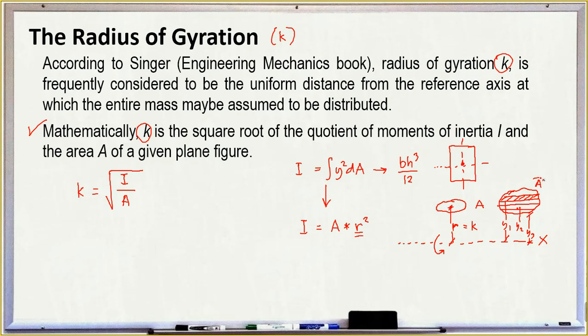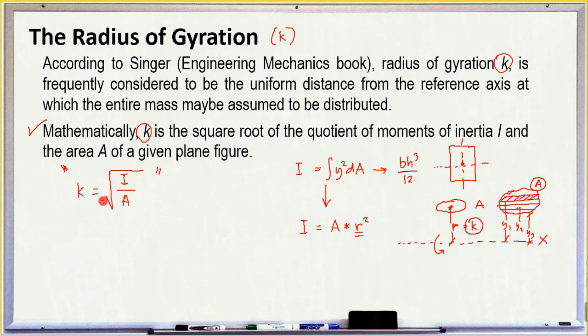Given that this object is very complex, why not have only a single distance, k or r? That is possible, and that single distance that justifies the area of this object is known as the radius of gyration. So we represent it with this mathematical equation.